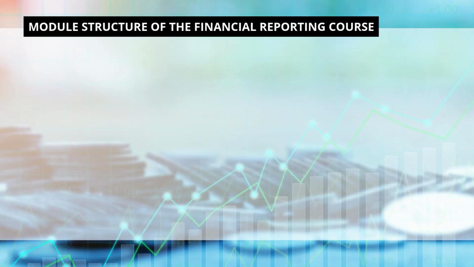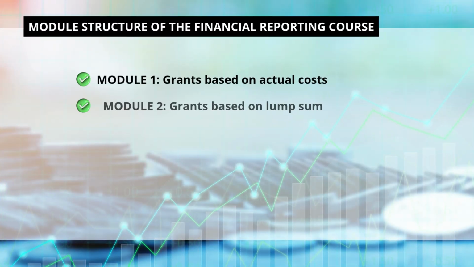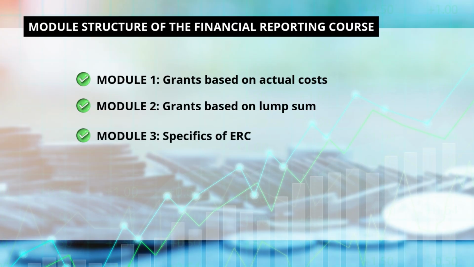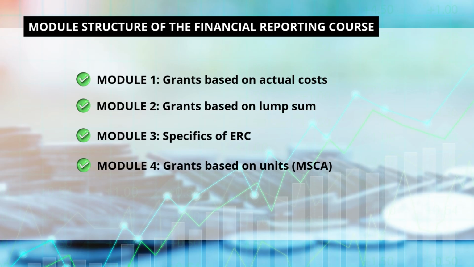In the following videos, we will explore in detail the reporting requirements for the 3 main forms of funding: grants based on actual costs, lump sum funding, and unit cost grants. We'll also dedicate a separate video to the specifics of European Research Council grants.